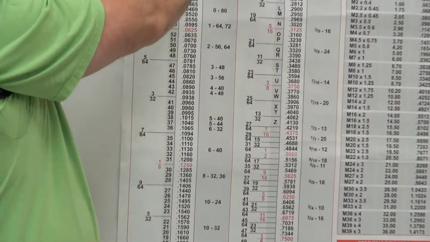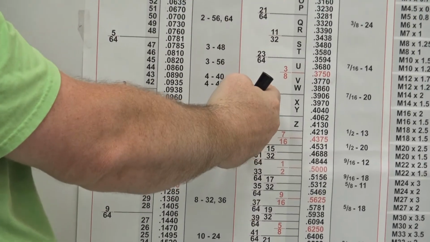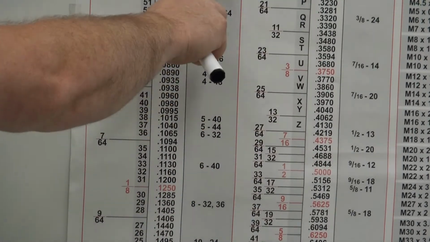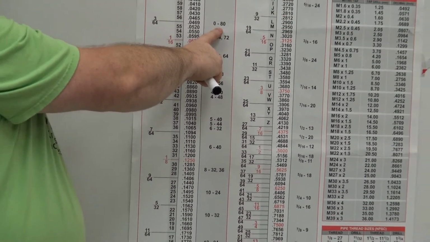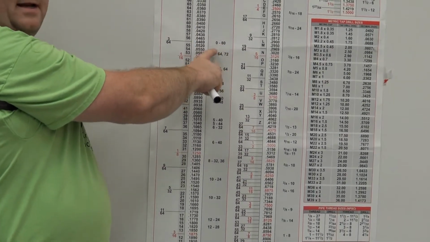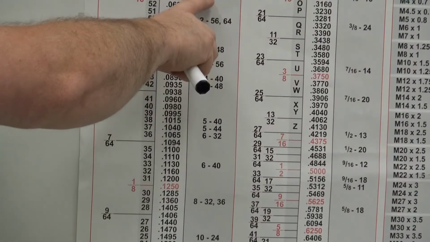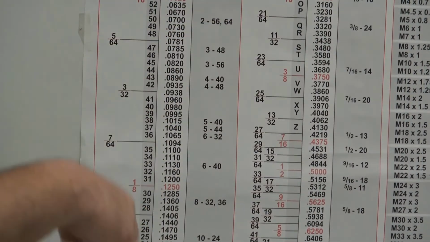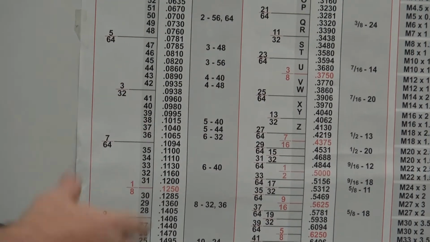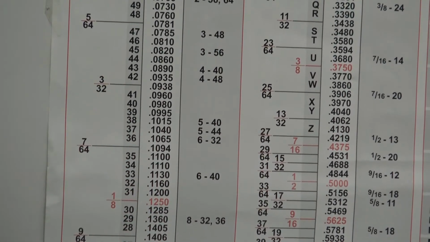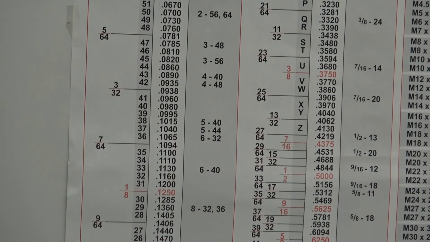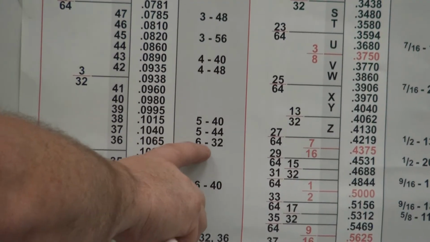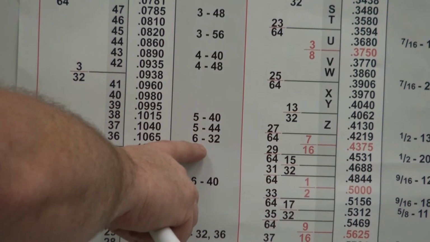Well, if I look at the columns, and the columns are separated, the big columns, by red lines, I can see that my number series starts here. 0-80, 1-64 and 1-72, 2-56, comma, 2-64. That means that there's two different variations of a number 2 thread size, okay? We get down here to number 6, and there's our 6-32.